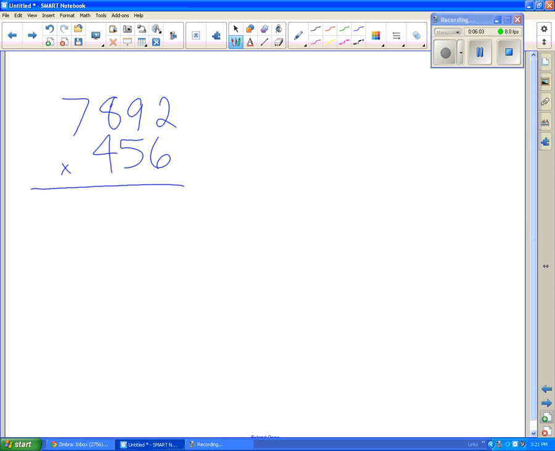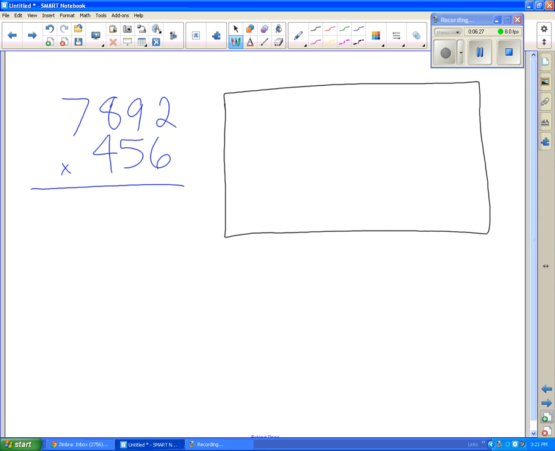So when I draw my lattice, I need to make an array, a rectangular arrangement that's 4 columns by 3 rows. I could make it 4 rows by 3 columns. It doesn't matter. You'll get the same result. But let's do, just because I have more room going across, 4 by 3. So 4 columns.